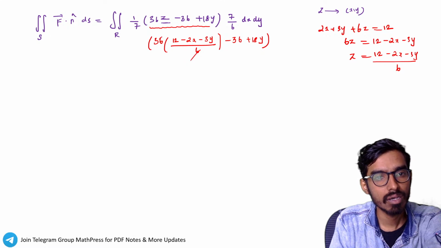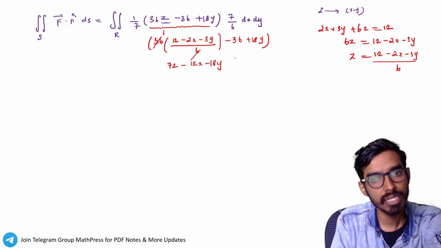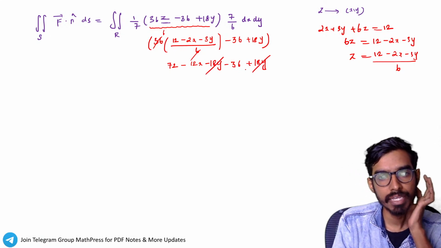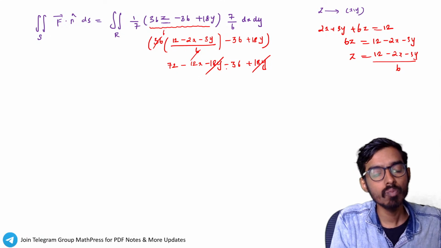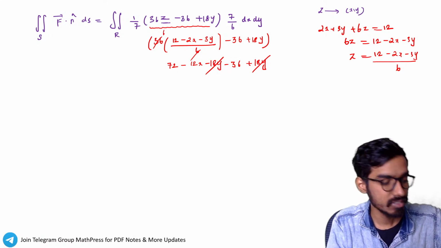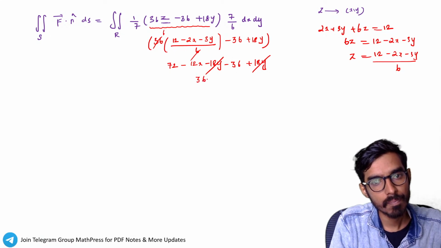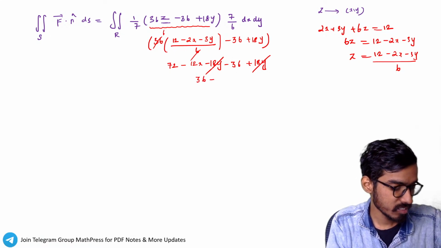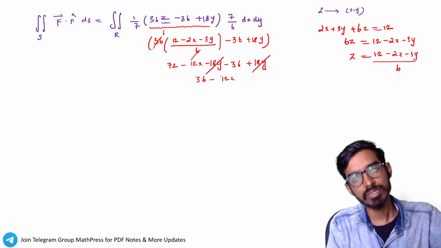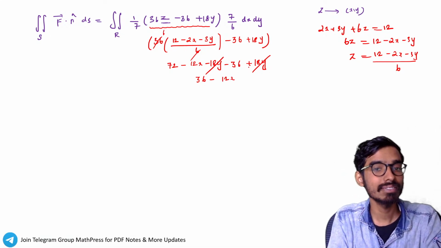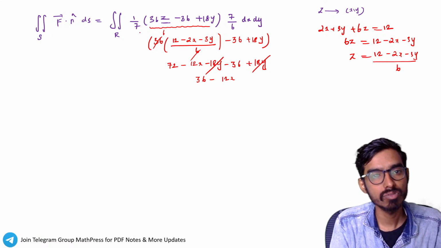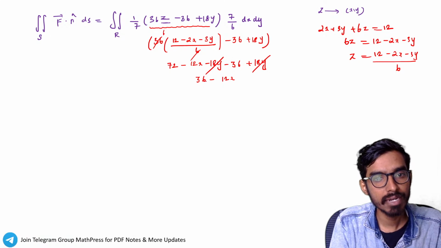So this will be 6 times this. 6 12s are 72. 6 into minus 2x is minus 12x. This will be minus 18y. Here you will have minus 36 plus 18y, so this will get cancelled. And 72 minus 36 is 36. So in place of all these, we can write 36 minus 12x.